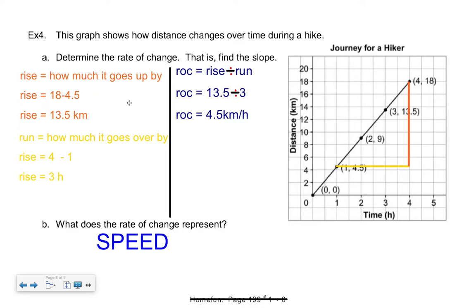The rise, how much it goes up by. I found it out by saying it goes from 4.5, right here, and it goes up to 18. So it's got to be the difference between those 2 points, and you can find it just by subtracting the big number minus the little number, and you get 13.5. The run is how much it goes over by, so it starts at 1 down here, and it ends at 4, so it's going over by 3. 1, 2, 3. So I'm using a rise of 13.5 kilometers and a run of 3 hours. Then you just divide them out and you get your answer, and it does represent speed once again.